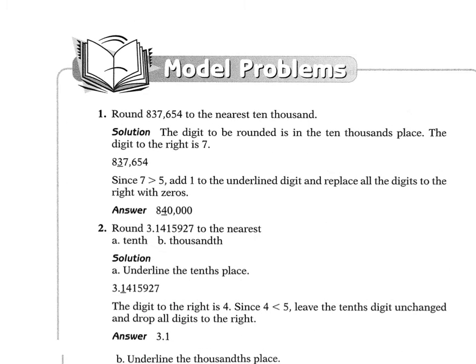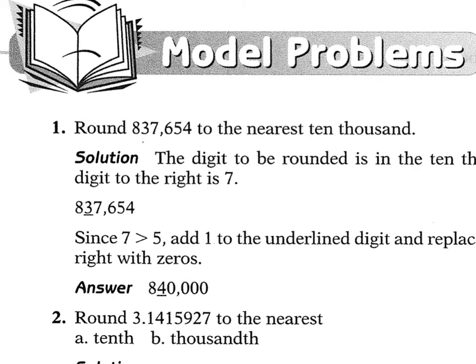All right, this brings us to our first example. Number 1, we need to round 837,654 to the nearest 10,000. So our 10,000 place would be this 3. And now we look at the number right after it. So we're looking at 7. Since 7 is more than 5, we round up. So we change this to 840,000, and then everything after becomes 0.